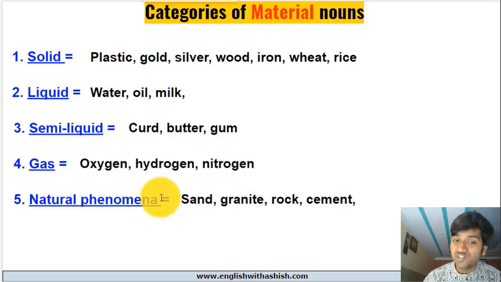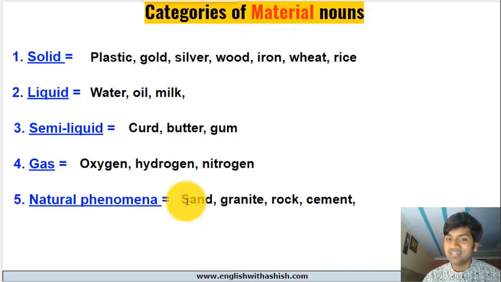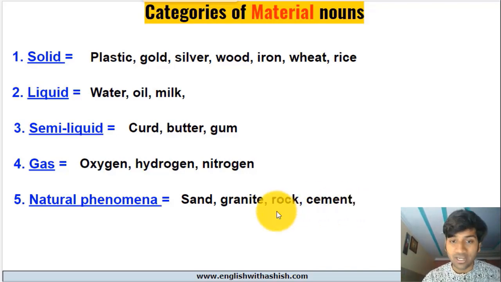The last is natural phenomena. Things that we get from the nature. Alright, sand, granite, rock, cement. These are also names of materials that things are made out of. Okay. So these are material nouns. Now we know what a material noun is, where it comes from. Now we know everything about it.